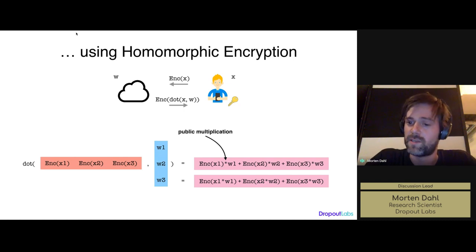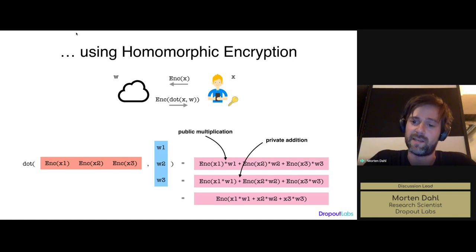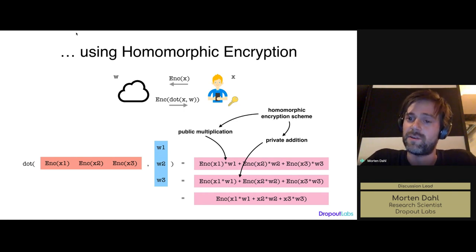If we do this, then in this particular case, we end up with three ciphertexts. And now if we can somehow add these ciphertexts, so we can take two ciphertexts and somehow manipulate them into a third ciphertext that now contains the addition of the two plaintexts, then we say we can do a private addition. And in particular, if our encryption scheme allows us to do these two things, then we have a homomorphic encryption scheme.